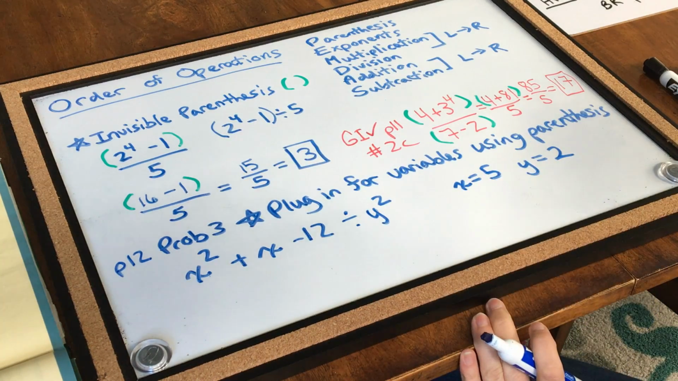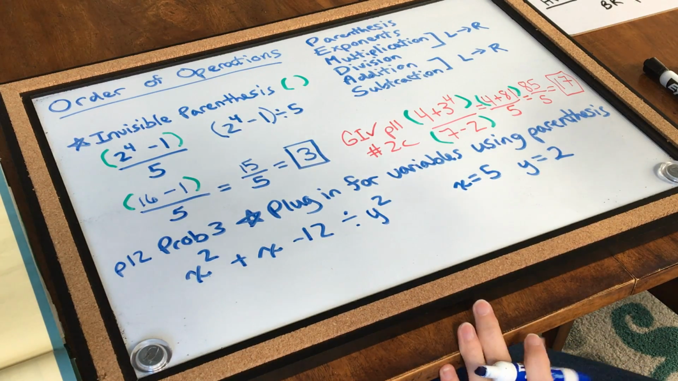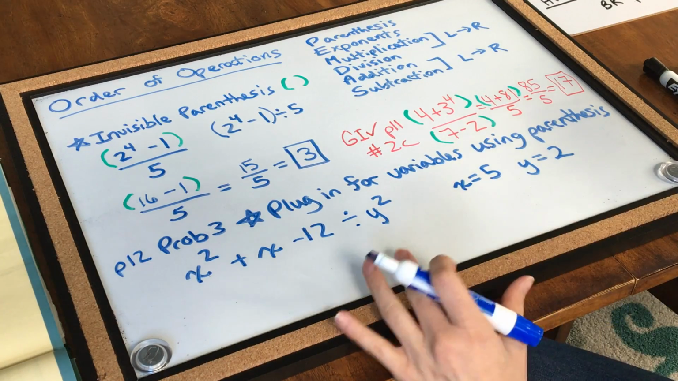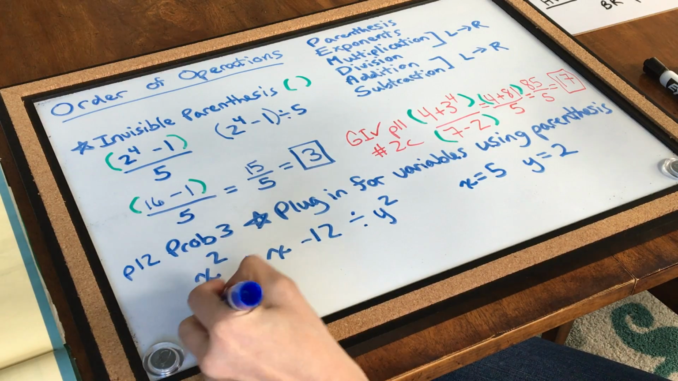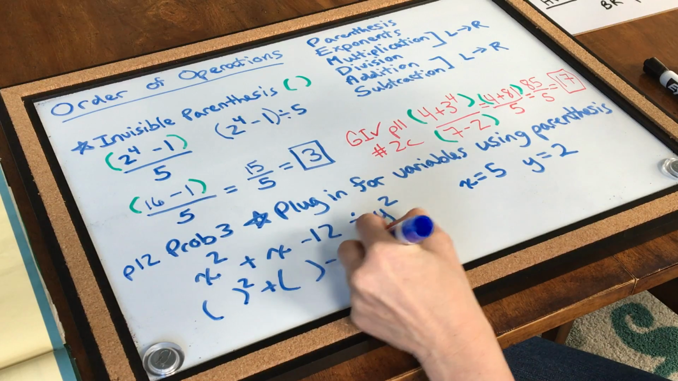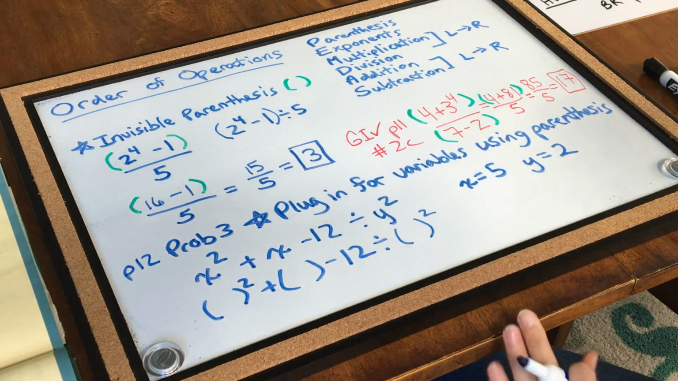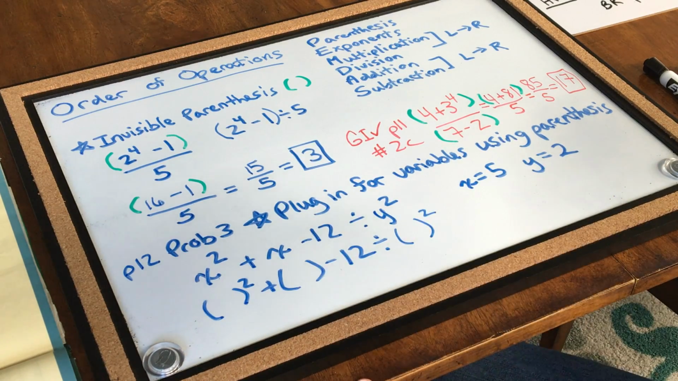Plugging in using parentheses will save your life. Most of the time when it saves your life, it's because you have positive and negative numbers here. But here's what I'm going to do. Every place that I see an x, I'm going to put a parentheses, and every place I see a y, I'm going to put a parentheses as well. Notice how I put the squared sign outside the parentheses. That's going to help me if I get a negative number.